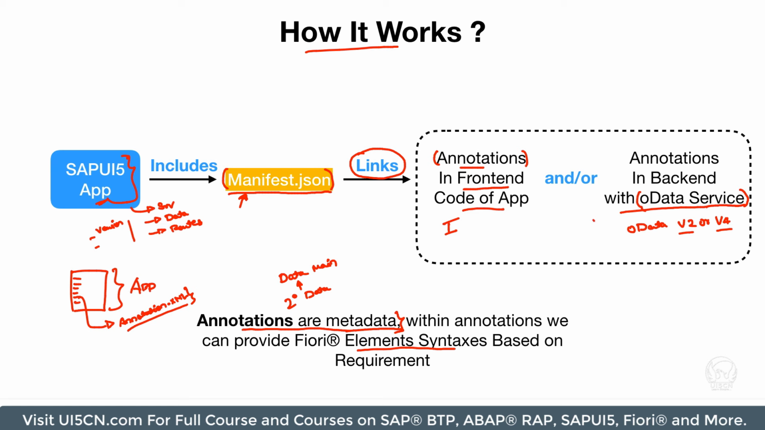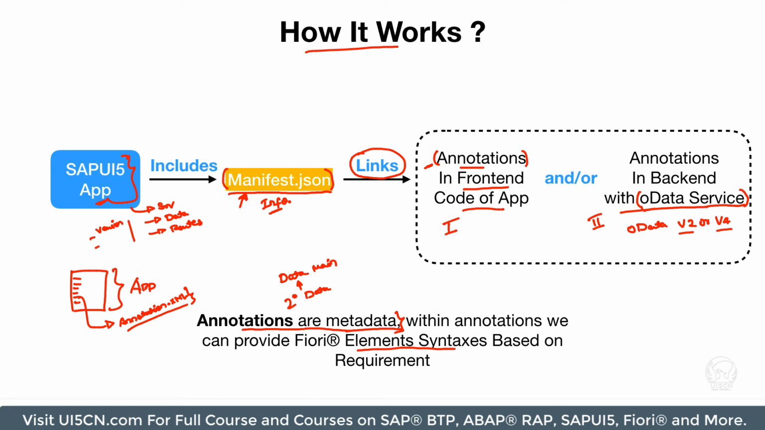For now, you can just keep in mind that there are two ways. One is annotations in the front end code of the application, and the other is annotations in the OData services, which are linked to the SAP UI5 application via information provided in the manifest.json file. The manifest.json file is one of the most important files within your SAP UI5 project. It links the services which have the annotation, or it also links the annotation directly, or it also defines the Fiori elements which your SAP UI5 application is using.